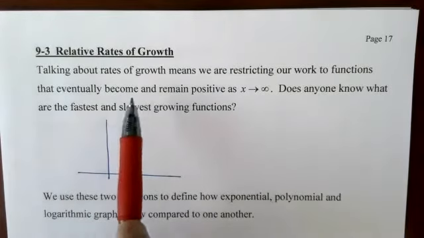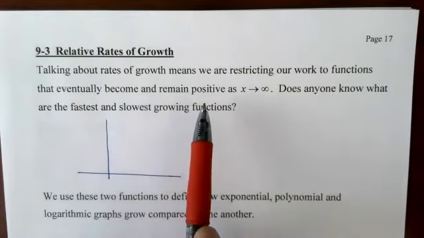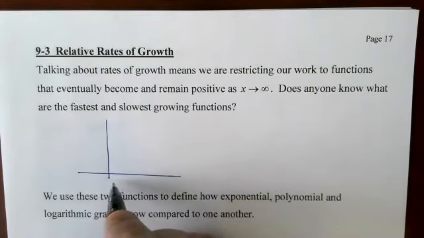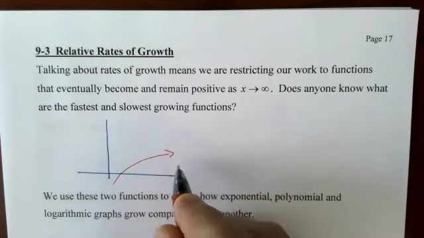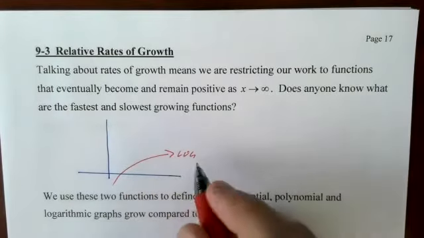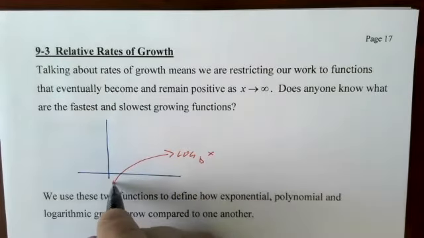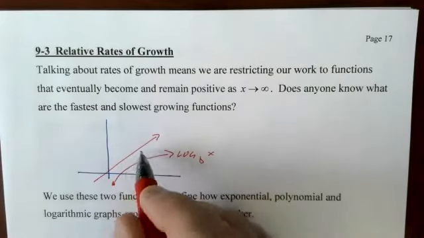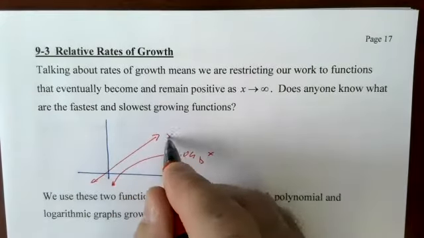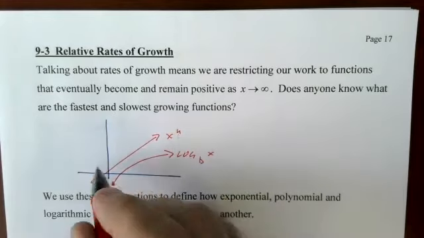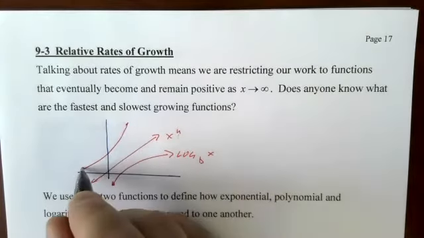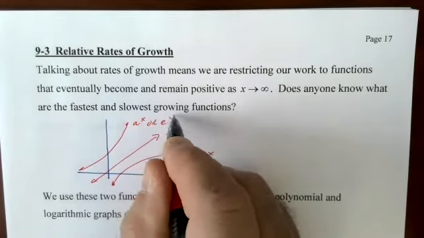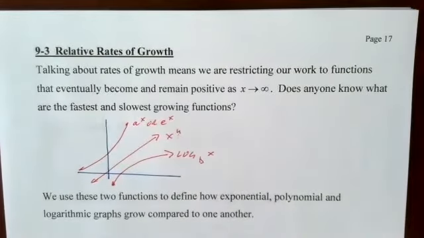We're restricting our discussion to functions that stay positive as x goes to infinity, but it doesn't really matter. There are four. I'm only going to show three to start. A log with some base, an x to the n. Now this is a linear one, but it could be to any power. And then an exponential, which is an a to the x, often given as e to the x, because that's the one we're most fascinated by.